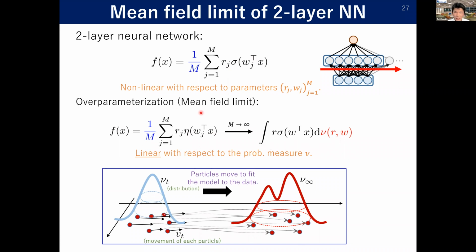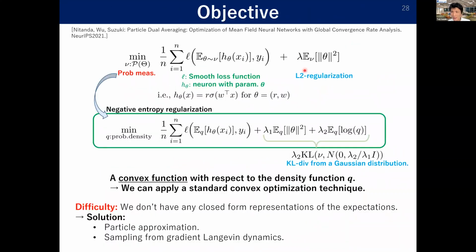Actually, the finite width neural network is one special case of this integral representation. If you set this measure as a sum of Dirac measures, then this representation reduces to this finite sum. So this is a kind of extension. A good point of this integral representation is that it is linear with respect to the probability measure nu. If you consider the parameters, this is very much a non-linear, non-convex objective. But if you look at the probability measure on the parameters R and W, this is linear. So this is just a linear model, and then we can analyze some convergence rate. Now, we propose a new method to optimize this mean field setting.